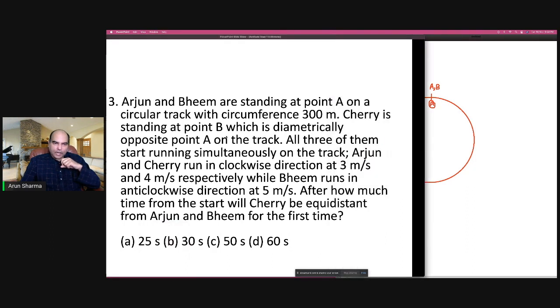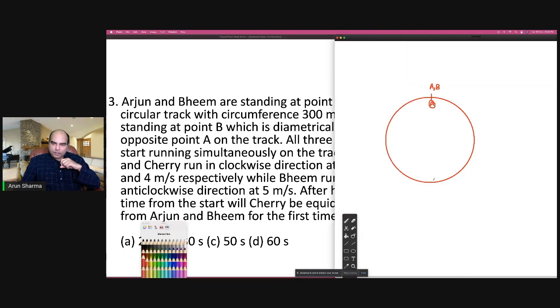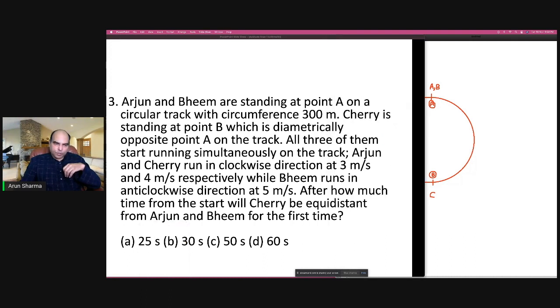Cherry is standing at point B, which is diametrically opposite A on the track. So Cherry is standing on point B. I've put the points under circles so I don't get confused between the person Bhim and the position B. All three of them start running simultaneously on the track.